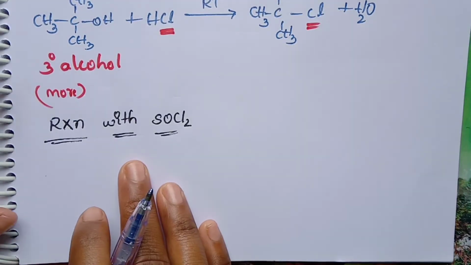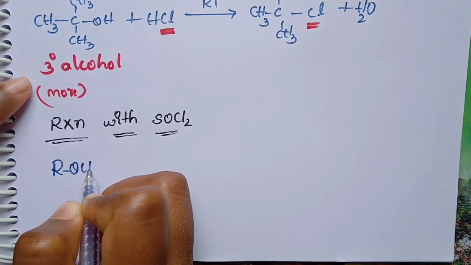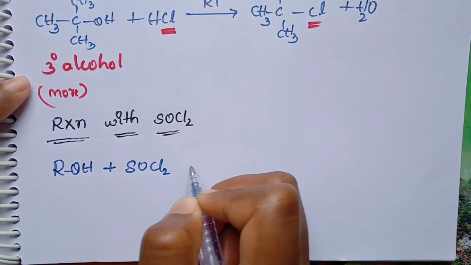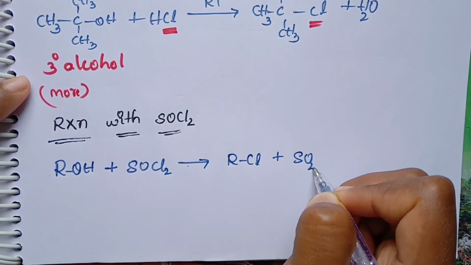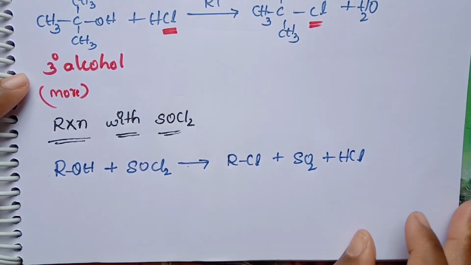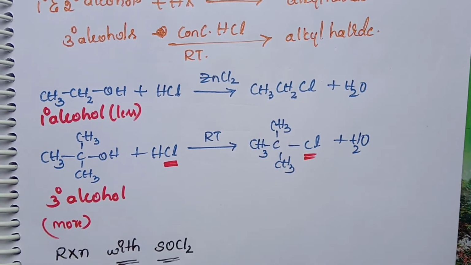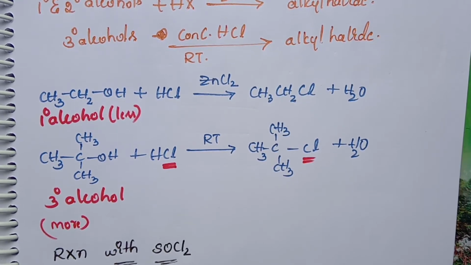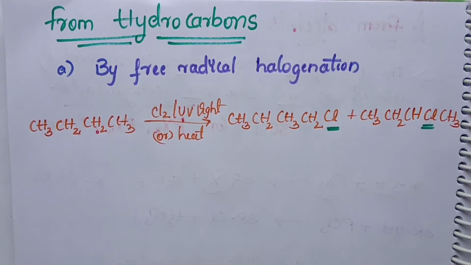Next we react with thionyl chloride. From this method also we prepare alkyl halides: RCl plus SO2 and HCl. In this way we can easily prepare the alkyl halides from alcohols. Next we move on to the preparation from hydrocarbons.